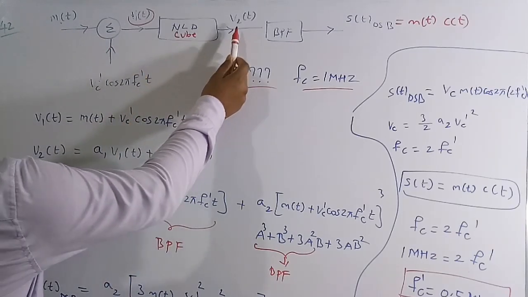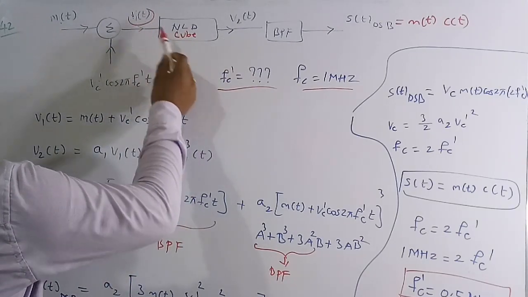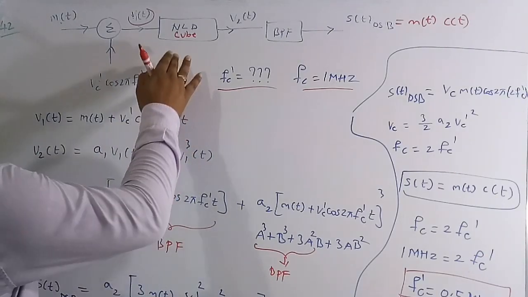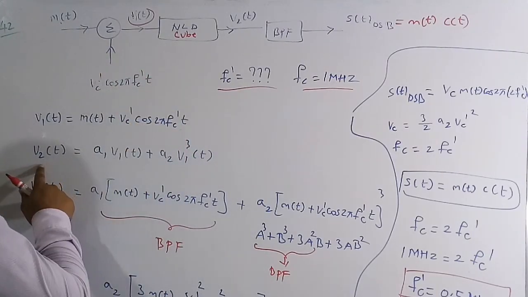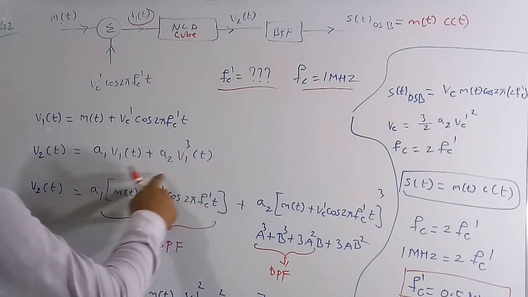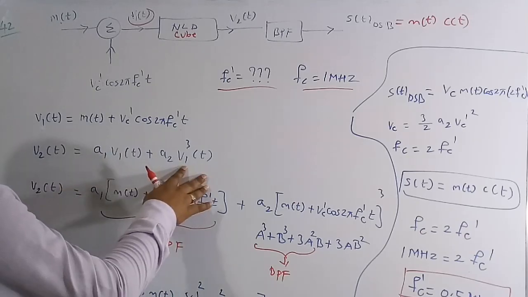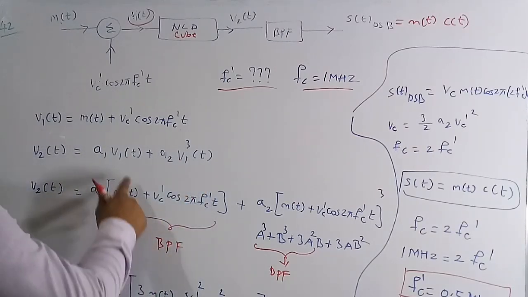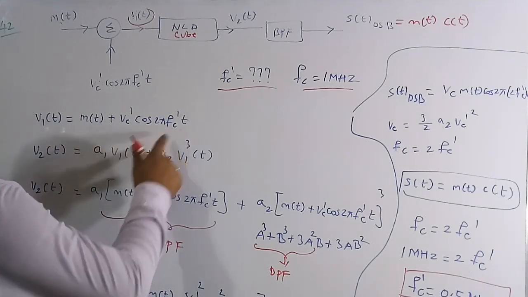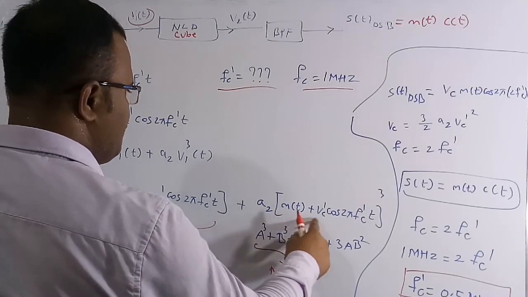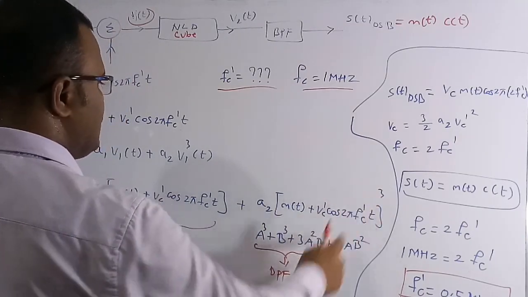Here V2 of t follows the cube law of V1 of t. In the question also they have given the input-output characteristics of this nonlinear device: V2 of t is equal to A1 V1 of t plus A2 V1 cube of t. So it has a linear term and a cube law term. This is the input-output relation of this nonlinear device. In place of V1 of t I am going to substitute this expression, so A1 times V1 of t is substituted here, and A2 times V1 of t is substituted here, and I have taken the cube.